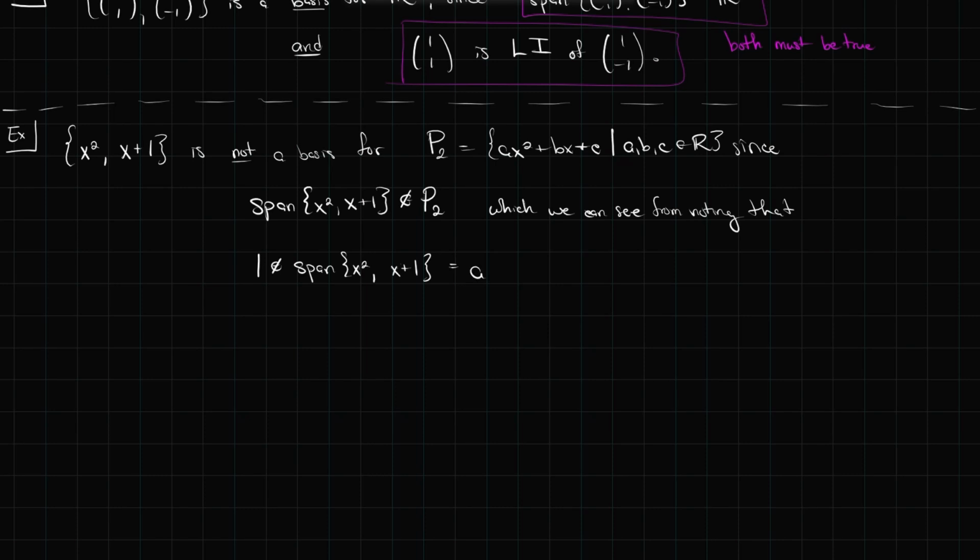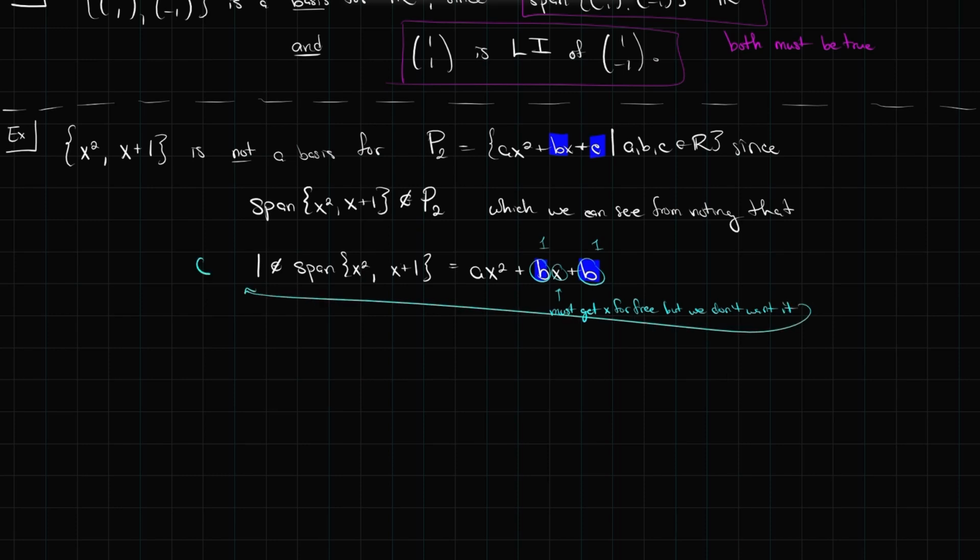But we can never recover that out of the span, because the span's only giving me the ability to do ax squared plus bx plus b. So the fact that that number and that number are the same, but in the polynomial space they're different, you're never going to be able to just recover 1, because you would need this to be 1, but the moment that b is 1, this b is 1, and so you automatically have x. Must get x for free, but we don't want it because it's a 0x plus 1 over there. So that's an example of something that's not a basis.